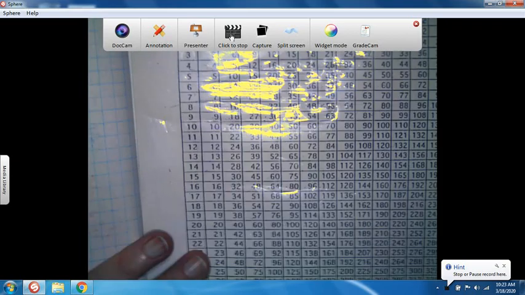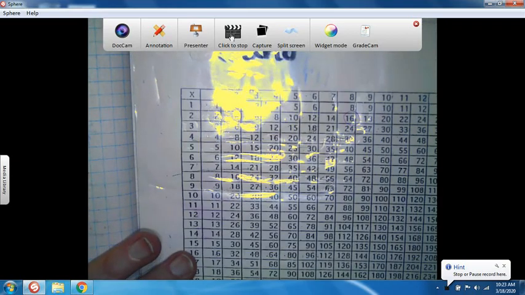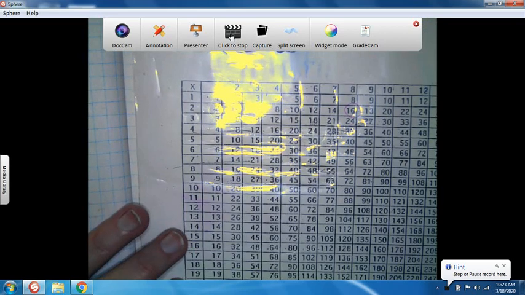Don't like this shine on here, it's bothering me. Okay, let me move this down here, it might help a little bit. I'll have to work on that.